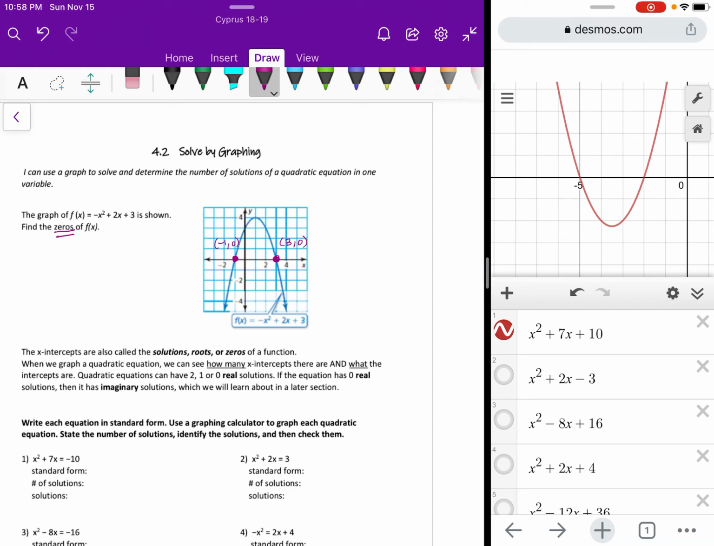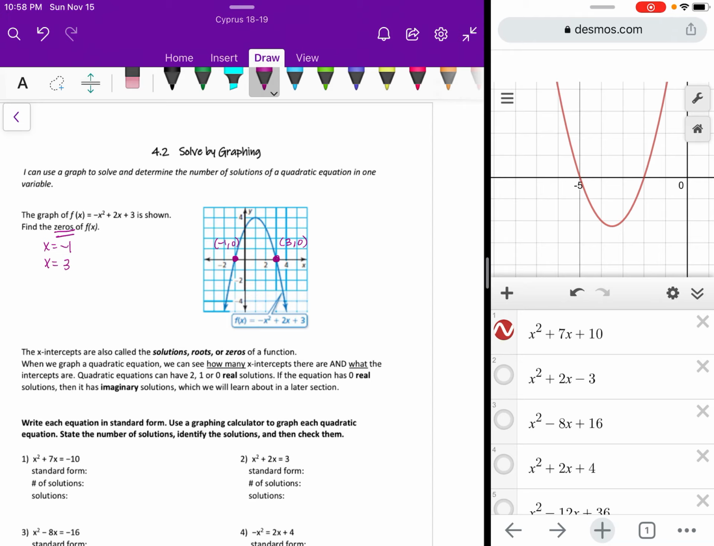So if I'm finding the zeros of f of x, I would say that the zeros, or the solutions, are x equals -1, because that's the one on the left, and x equals 3. Those are the solutions to this equation. And that's it. We don't have to factor, we can just look at the graph to help us find those solutions. Down below it says the x-intercepts are also called solutions, roots, or zeros of a function.